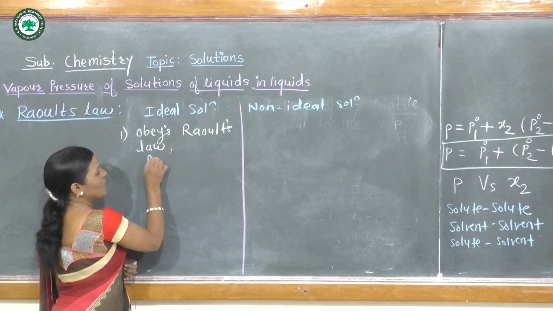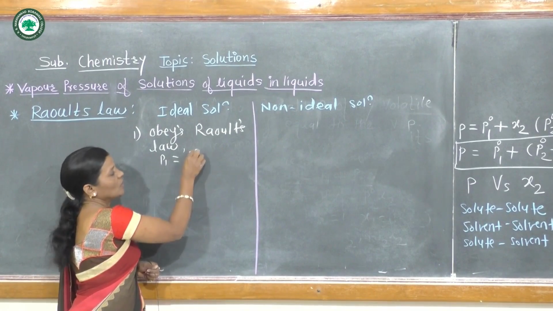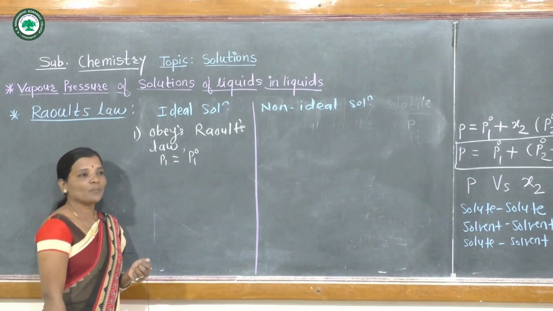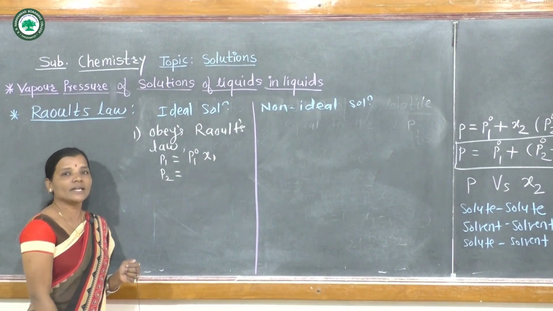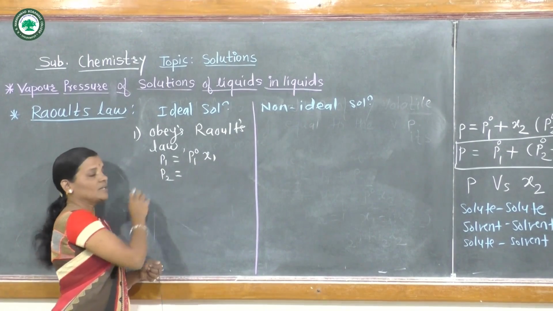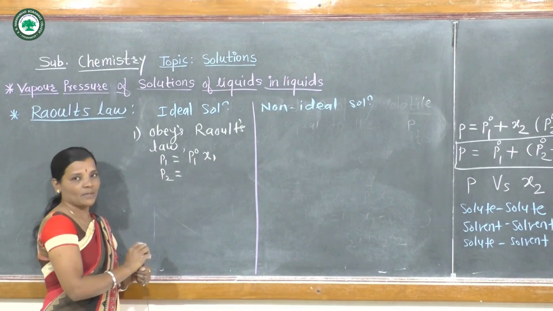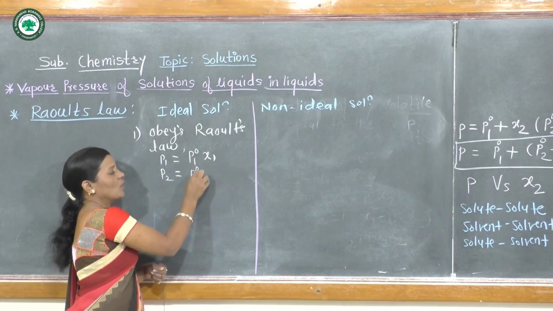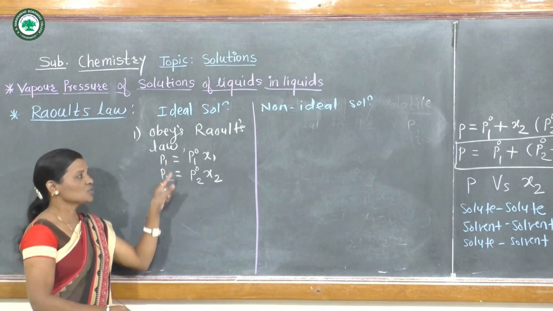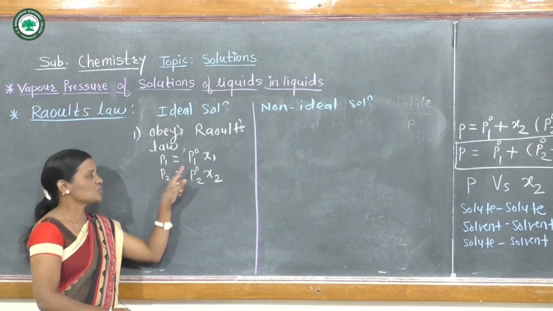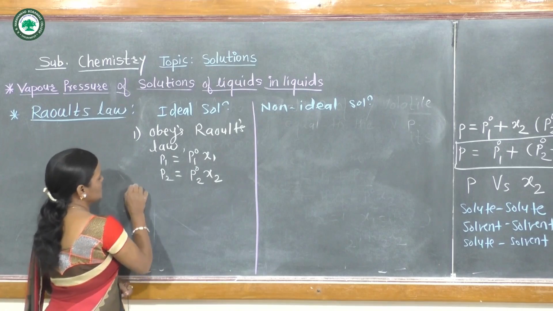Raoult's law means that the partial vapor pressure of any volatile component is equal to the product of the vapor pressure of the pure component and its mole fraction. For a binary solution containing A1 and A2 components, the partial vapor pressures are given by P1 equal to P01 into X1, and for the A2 component P02 into X2. The solution which obeys Raoult's law should satisfy this equation.